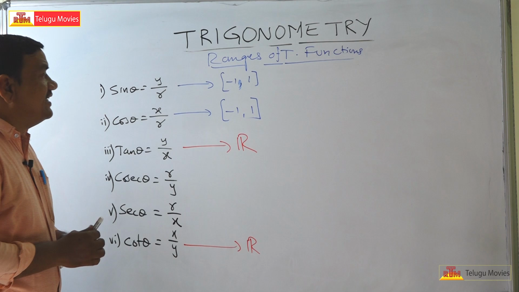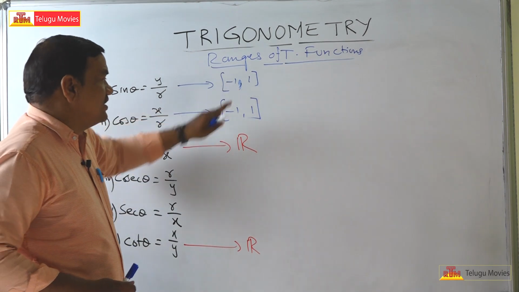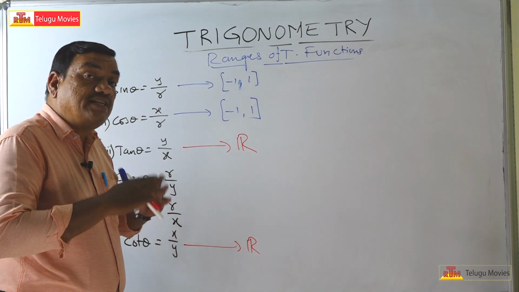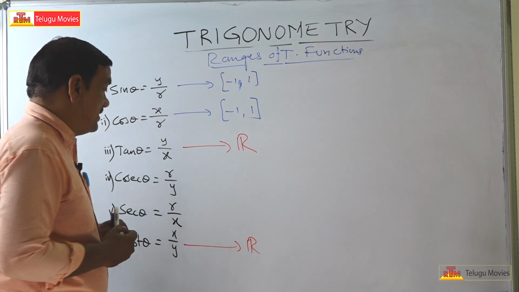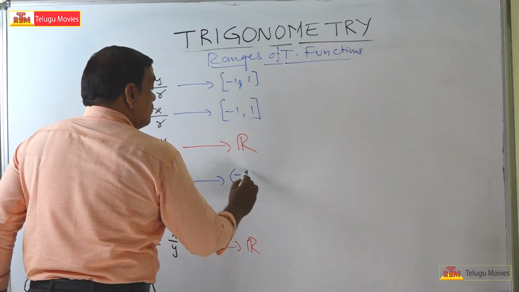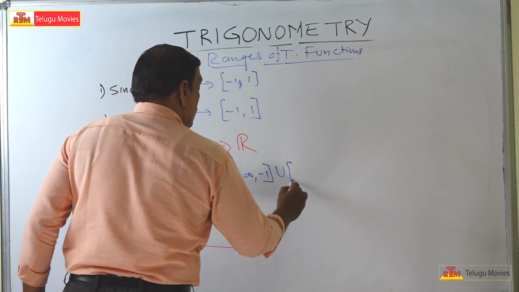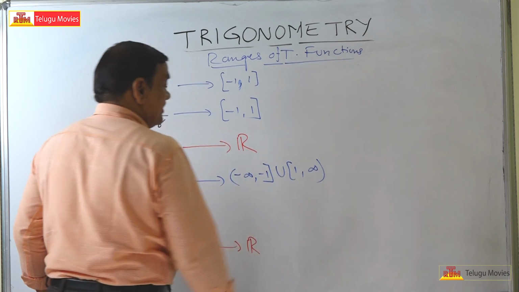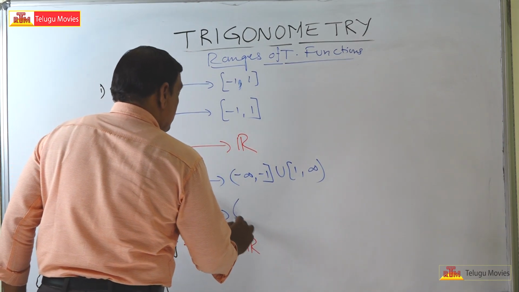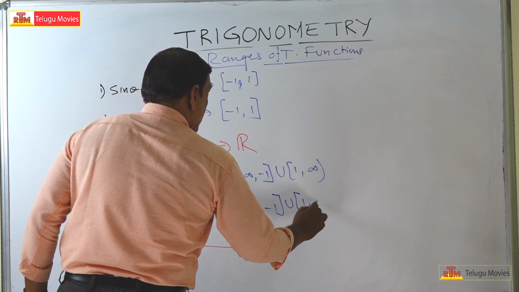For cosecant theta, the values take -1 and 1 also, but the other values lie outside of -1 to +1. So the range is minus infinity to -1 closed, union 1 closed to plus infinity. For secant theta also it is the same: minus infinity to -1 union 1 to plus infinity.